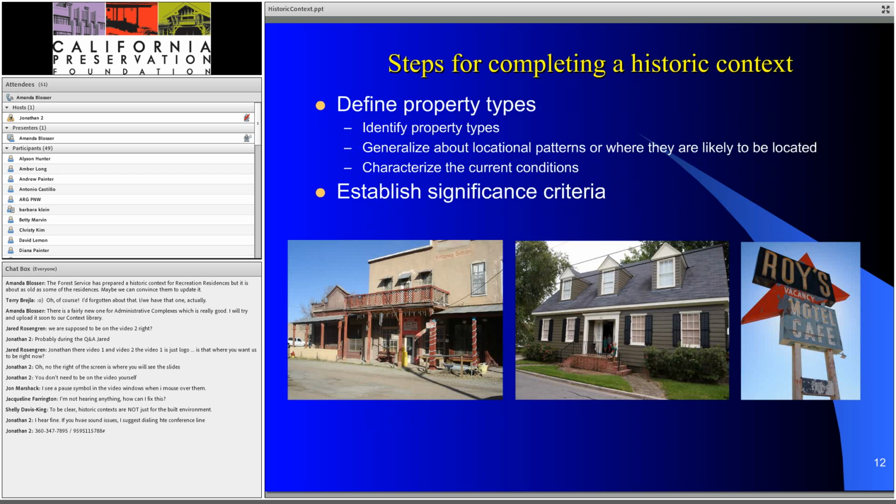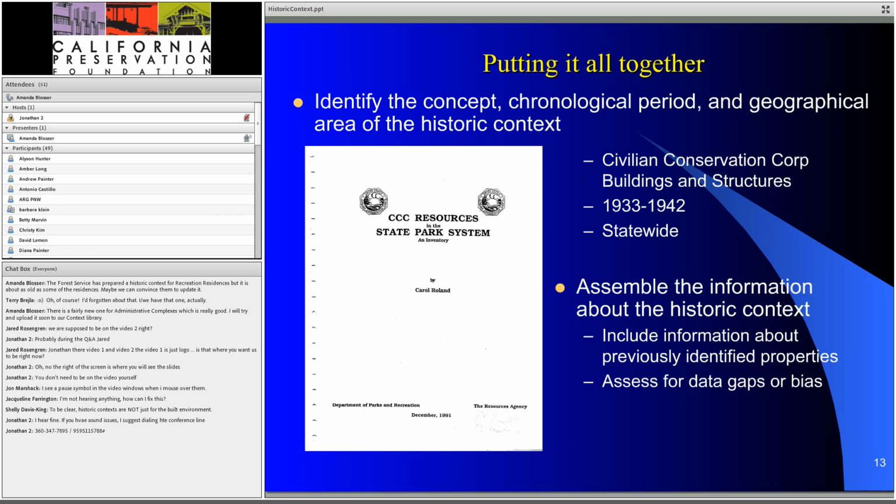And then the final two steps would be to define the property types, identify the property types that you're going to find within your context, to generalize about the locational patterns, and characterize the current conditions. The final step would be to establish significance criteria. Okay, so that's the basic steps, and now we'll talk a little bit more detail and use some examples, putting it all together.